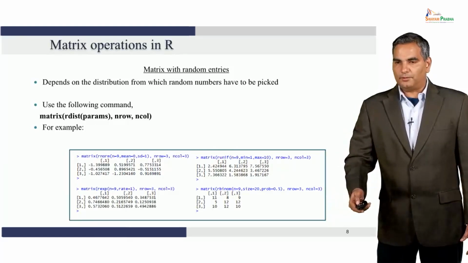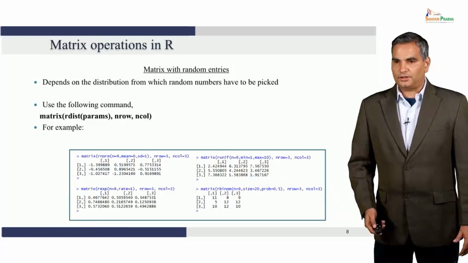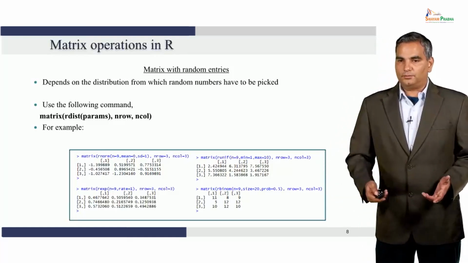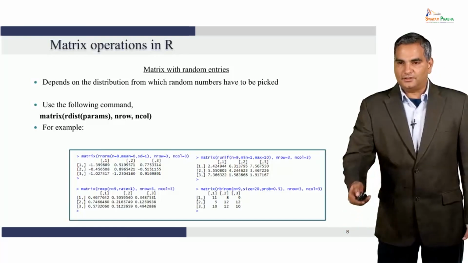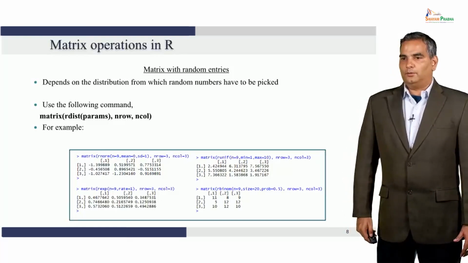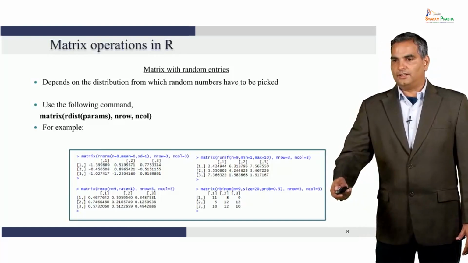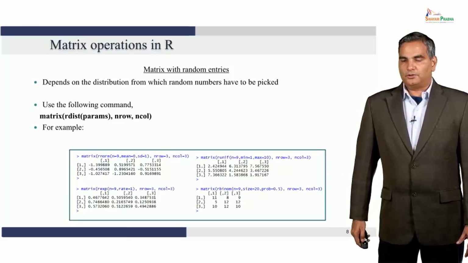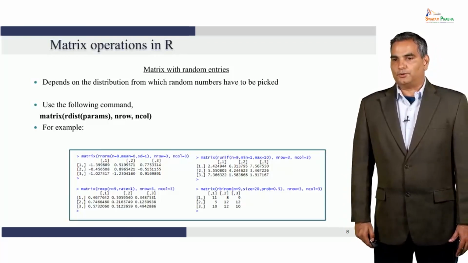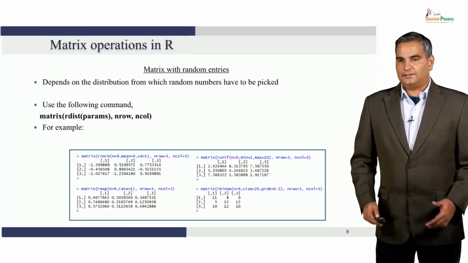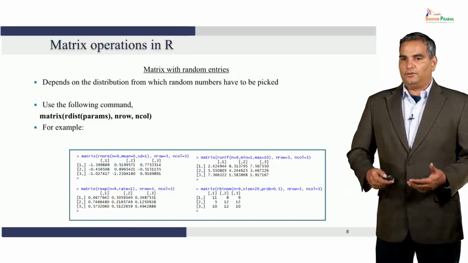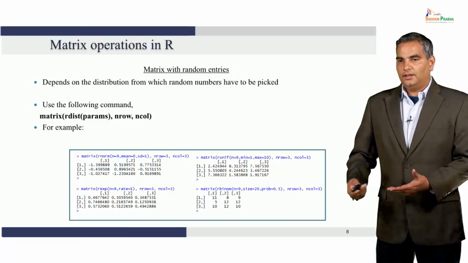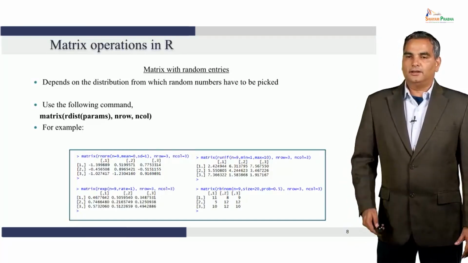The arguments within the bracket give you the parameters of the normal distribution, and what you're asking for is a 3 by 3 matrix to be filled up with random numbers from this distribution with these parameters. Now you could change the distribution. In the next case there is runif for uniform, rbinom for binomial distribution, rexp for exponential distribution, and so on. So the syntax is the same, whatever be the distribution. You have to mention the type of distribution, the parameters that go into defining the distribution, and the number of rows and columns that you need the matrix to be.